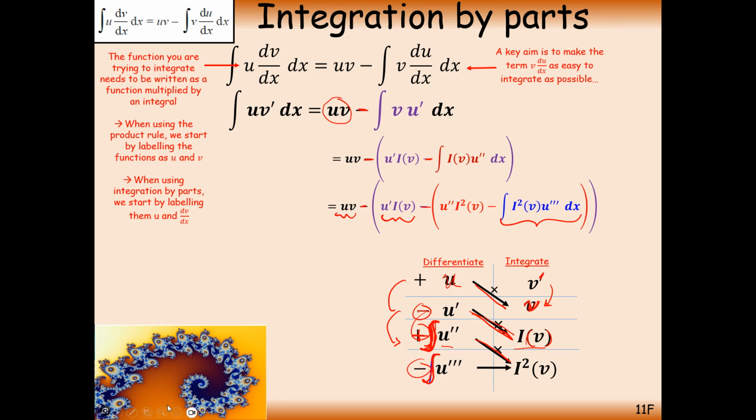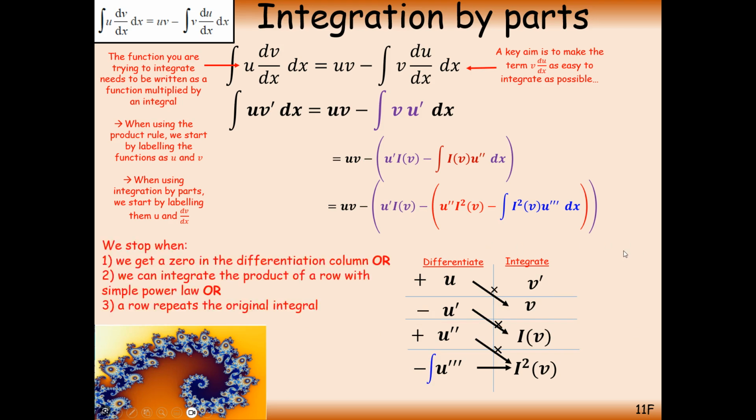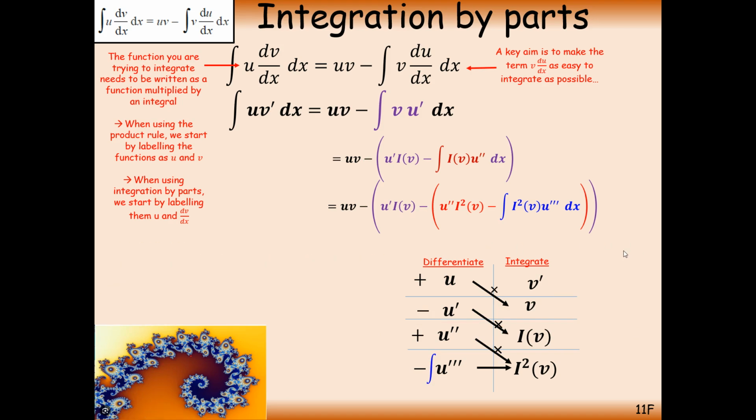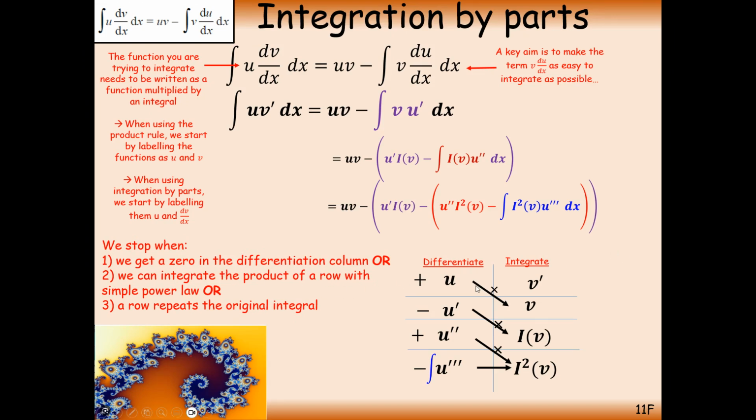So there are three ways that we can help stop this recursive function. How are we going to do that? First method is when we get a zero in the differentiation table here. If we have somehow differentiated a function such as, let's say u was x squared, we would have got 2x here, we would have got the 2 here, and the derivative of 2 would have been a 0.